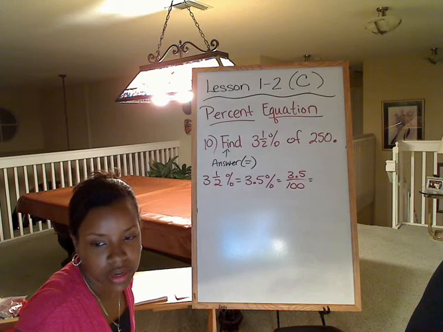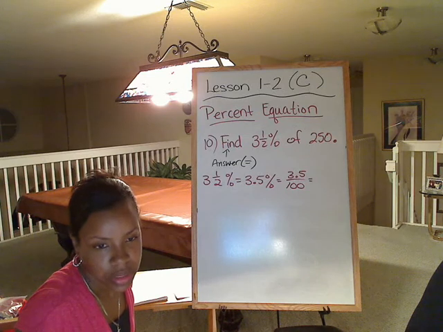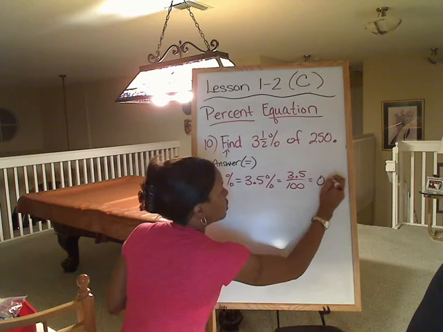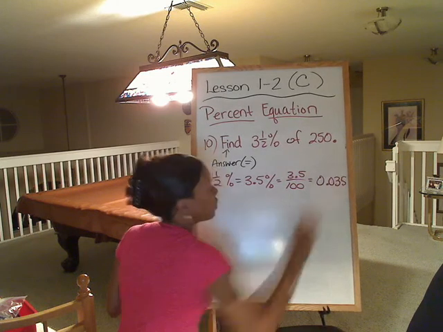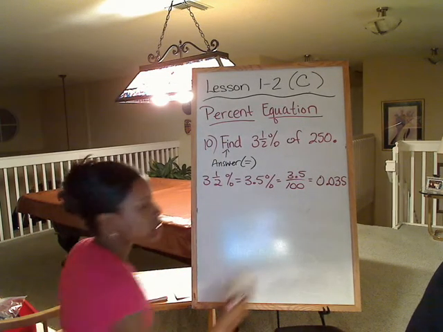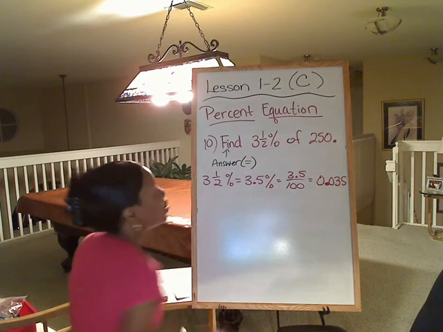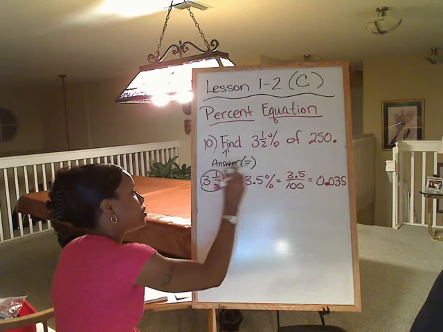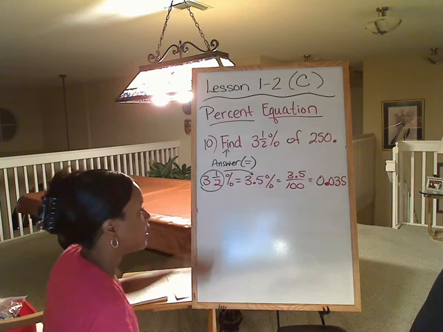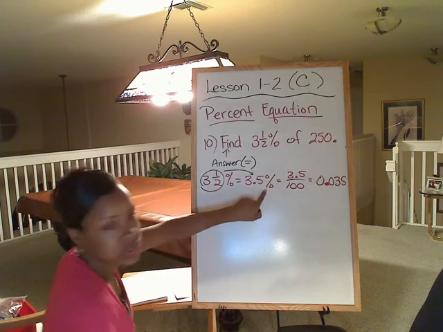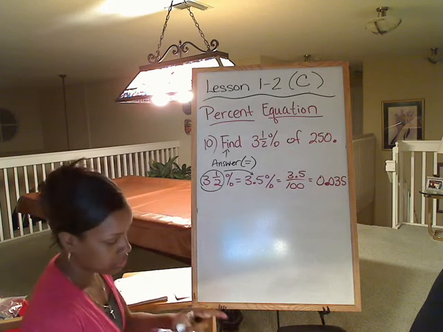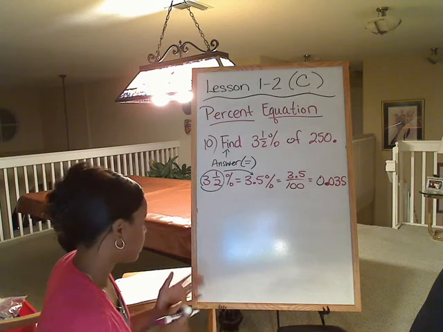3.5 divided by 100 equals 0.035. Okay, that's what you get, 0.035. So all I did was write 3.5% as 3.5 over 100 because it was a percent. Then I did the division and I got 0.035. So that was the first thing we did.